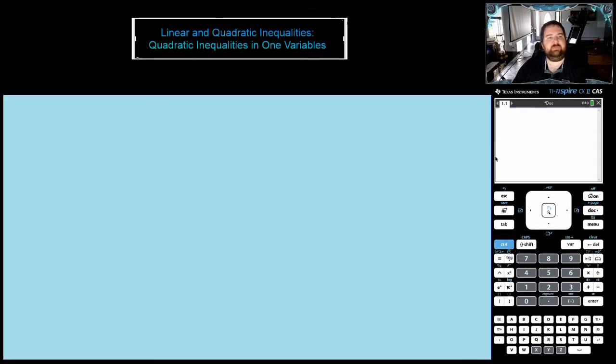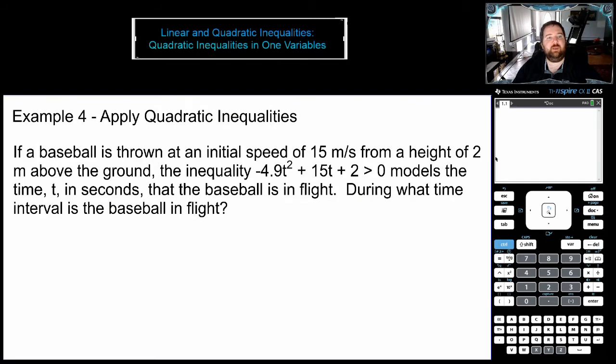So in this lesson, we're going to be dealing with some word problems. So here we're doing example number 4, a word problem. And what we're asked to tackle here is this: if a baseball is thrown at an initial speed of 15 meters per second, from a height of 2 meters above the ground, the inequality negative 4.9t squared plus 15t plus 2 greater than 0 models the time, t in seconds, that the baseball's in flight. During what time interval is the baseball in flight?